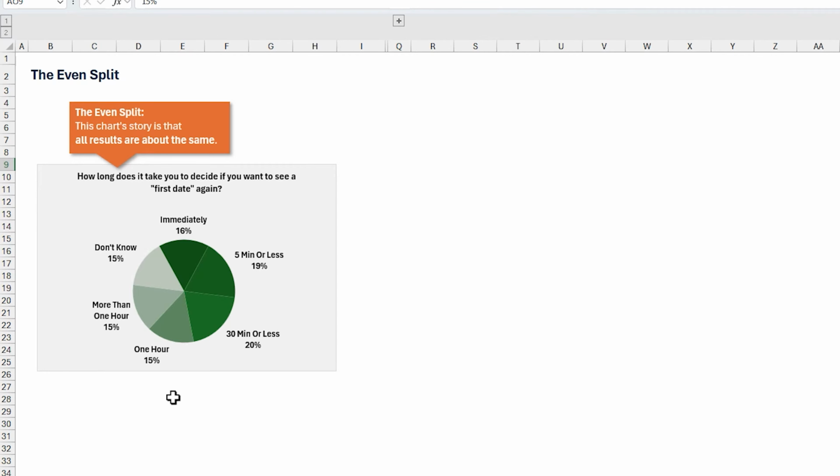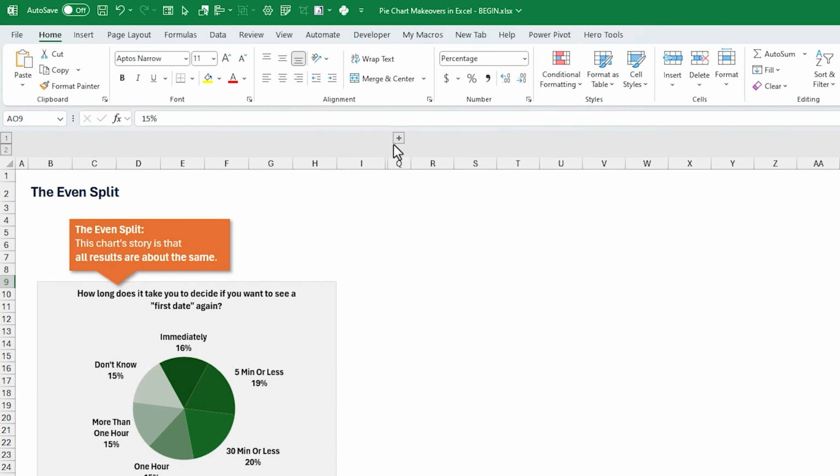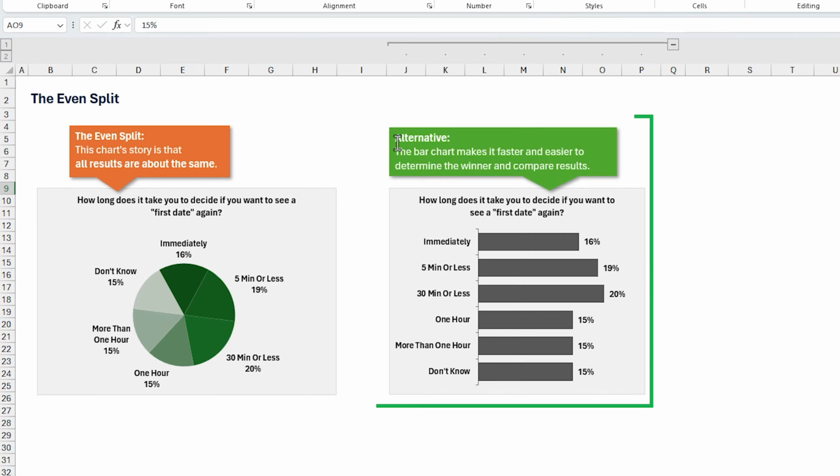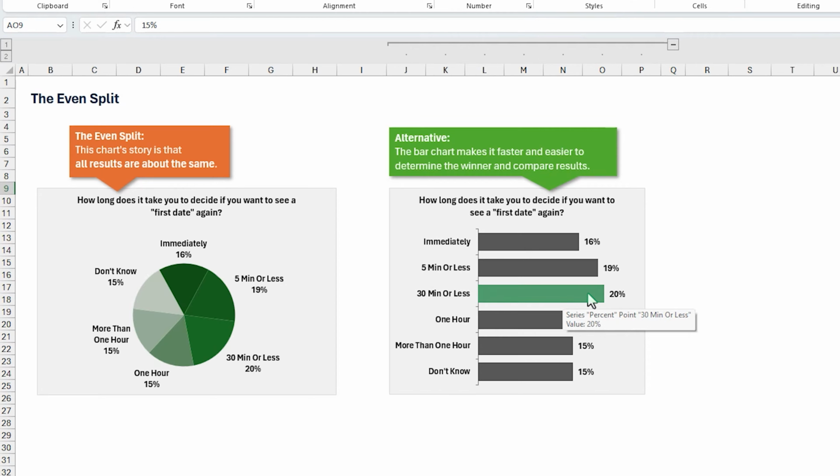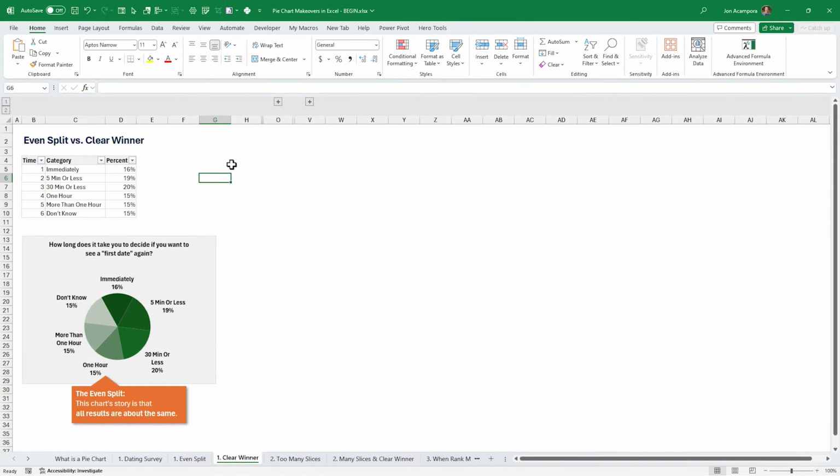Now, if the order matters to you and the winner matters, then one thing we could do to make over this chart is turn it into a bar chart instead. Here I have the exact same data in a bar chart, and now it's a little easier to see that this bar for 30 minutes or less is the winner, and 5 minutes or less is a close second. So again, if that rank was important, this is an alternative you could use. And the other type of story that a pie chart can tell is the clear winner story.